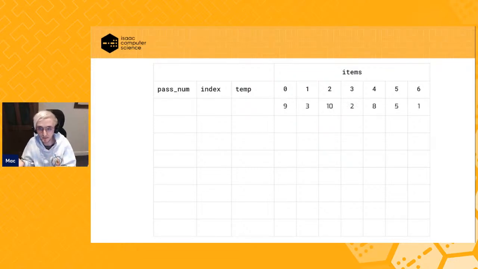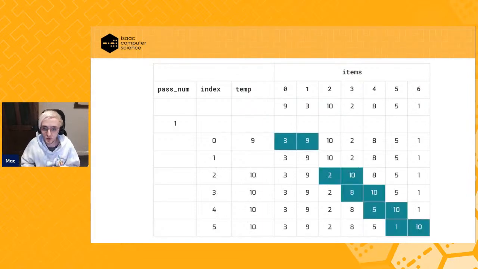So these are the card numbers from earlier, you can see. At each index, we have those cards. And then if we were to do one pass of a bubble sort, this is what your trace table would look like. So you can see after the items, we have our first pass. Our pass num is 1.